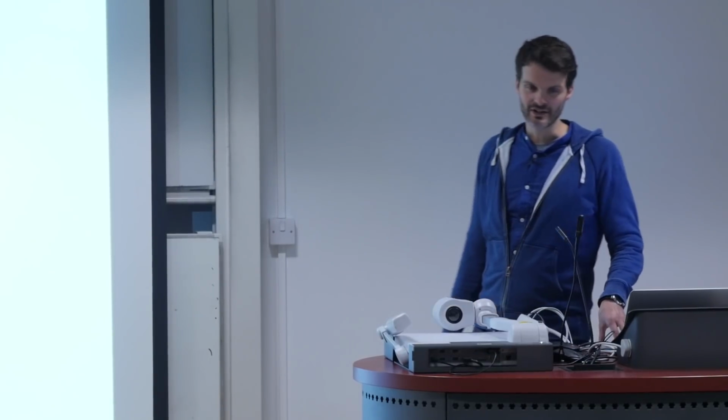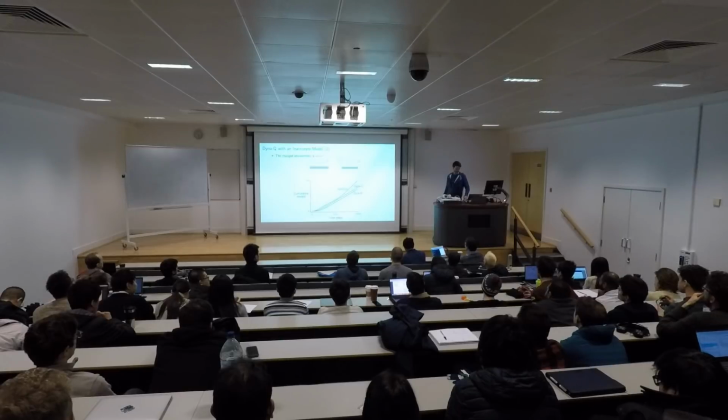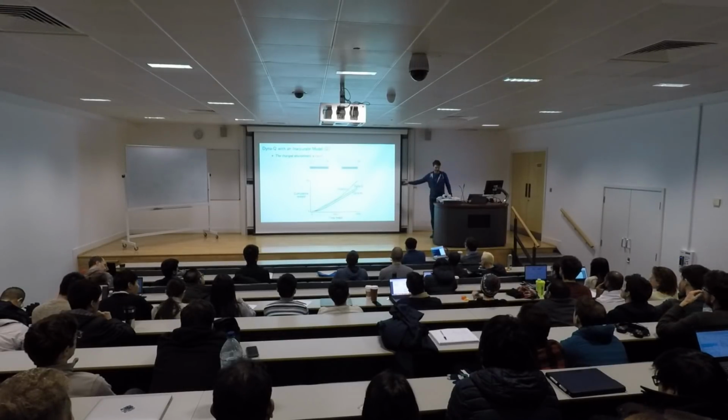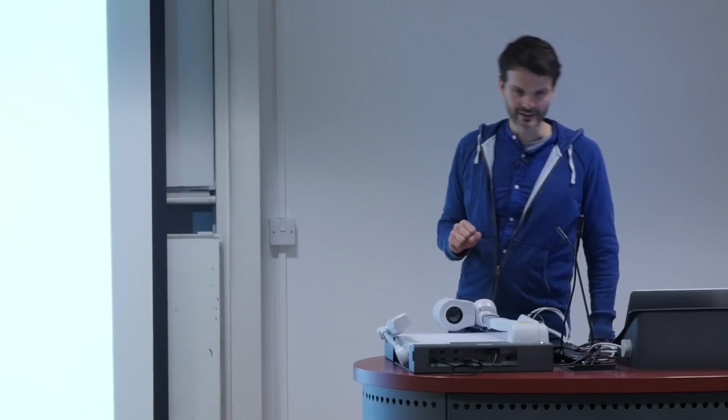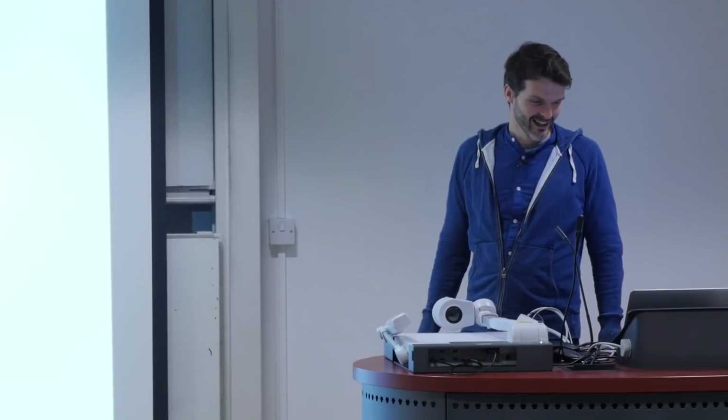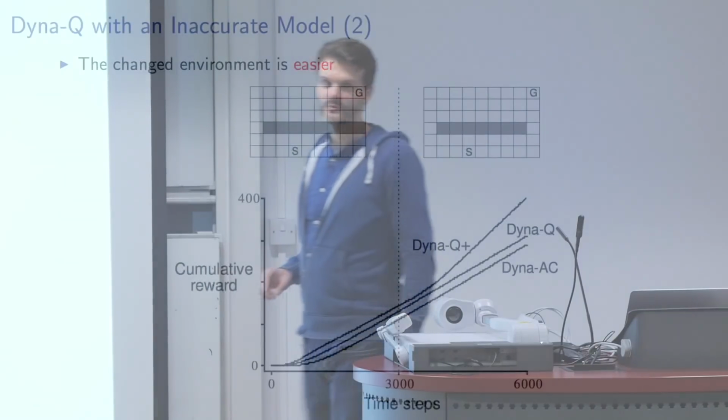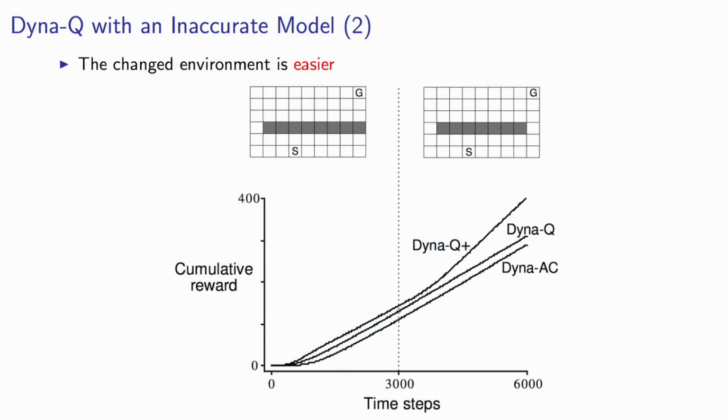Here's a different situation. So what is the difference between the three dynas? I'll say what dyna Q is, dyna Q plus is in a moment, but I first want to talk about this example. We're going to ignore dyna AC, which is also not in the new edition, I think. AC stands for actor critic, but we're basically just going to ignore that one. Just ignore that line.